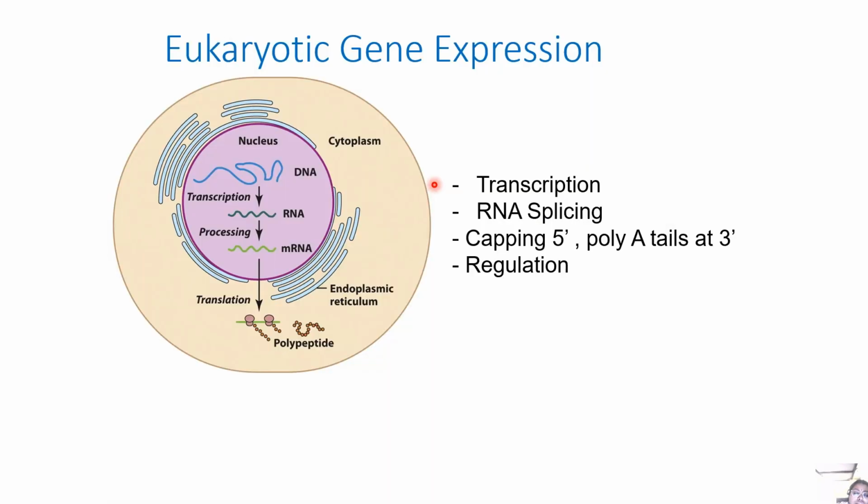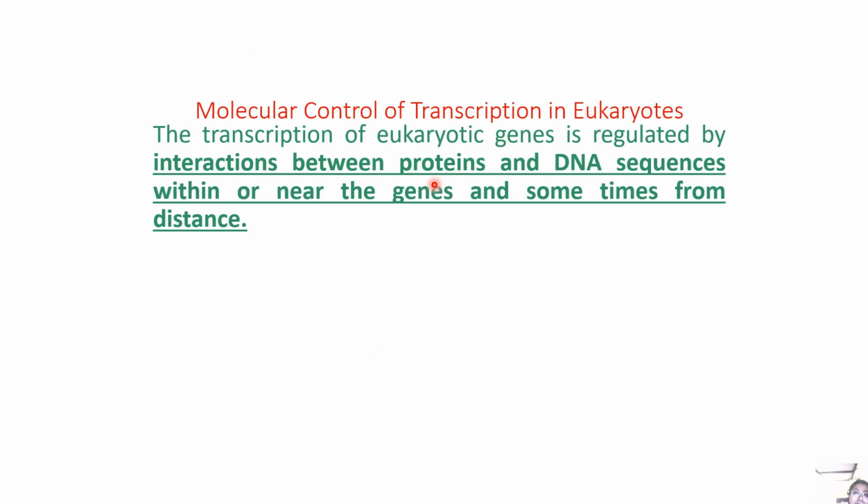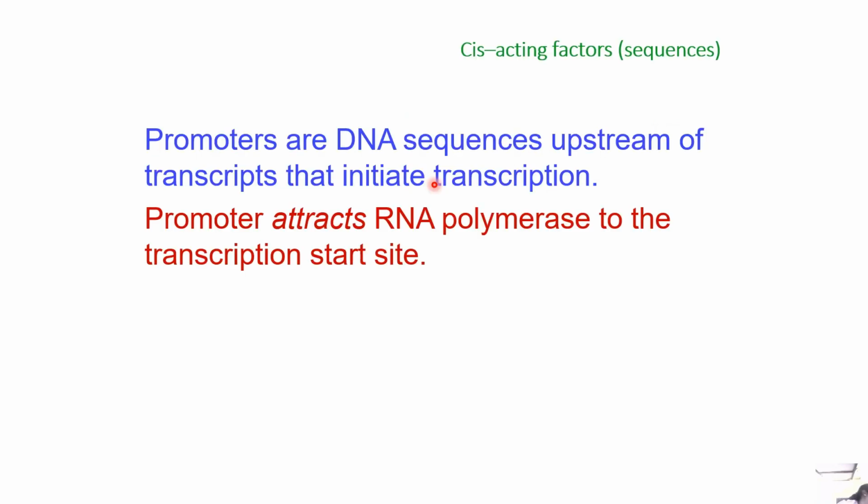Then we talk about gene expression. Eukaryotic gene expression involves transcription, RNA splicing, capping, 5' cap and poly A tails, and 3' regulation. Molecular control of transcription in eukaryotes: the transcription of eukaryotic genes is regulated by interactions between proteins and DNA sequences within or near the genes and sometimes from a distance. Promoters are DNA sequences upstream of transcripts that initiate transcription.